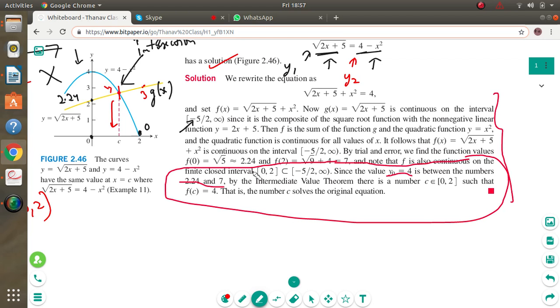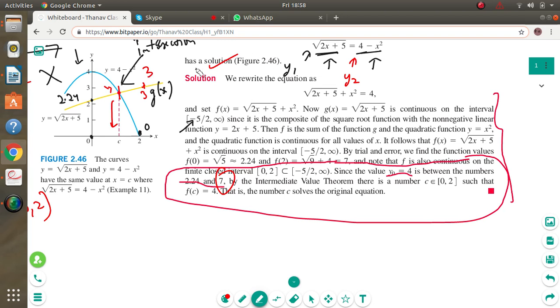That's what I was saying. Where did the 7 come from and where did the 4 come from? See, you forgot about the 7 and 4 actually. You take here 2.24 and 3. You forgot about it. Okay, fine.